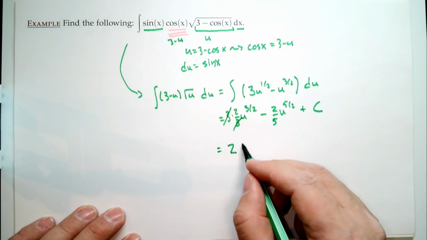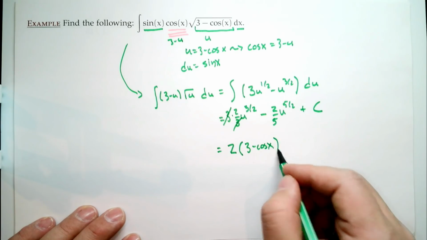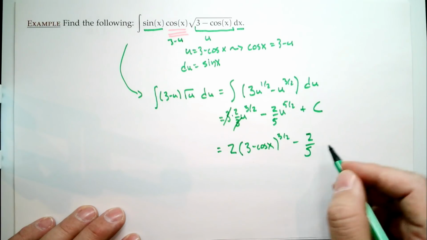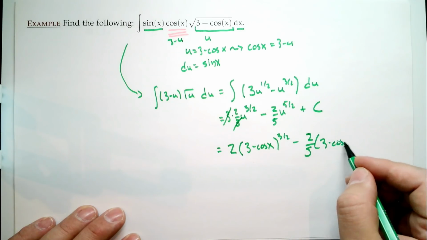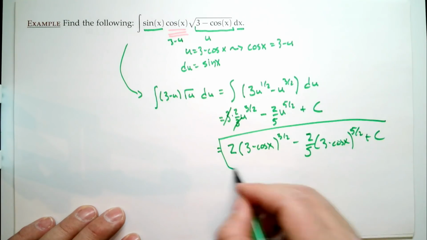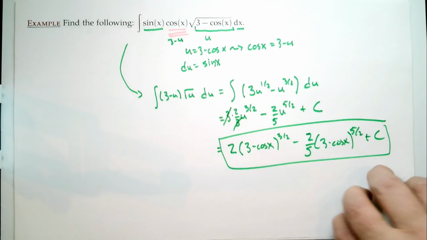So this becomes 2/3, and replace u by 3 minus cosine x, to the 3/2 power, minus 2/5 times 3 minus cosine x to the 5/2 power, plus c. And that's it. And we're done. All right. Good.